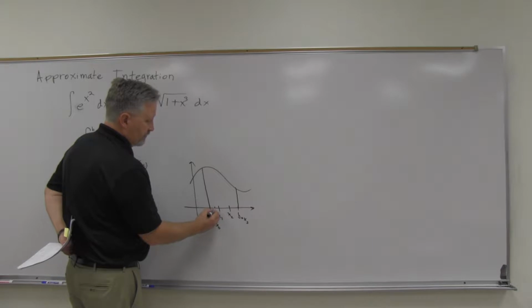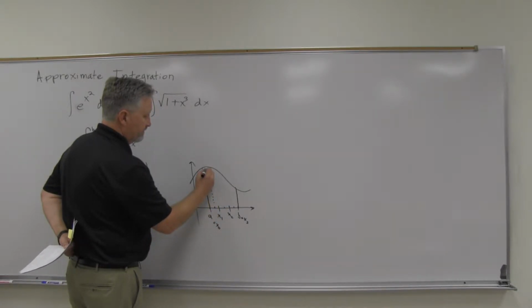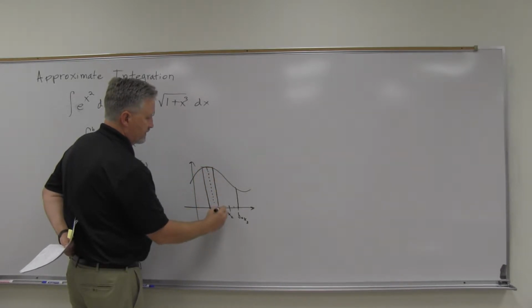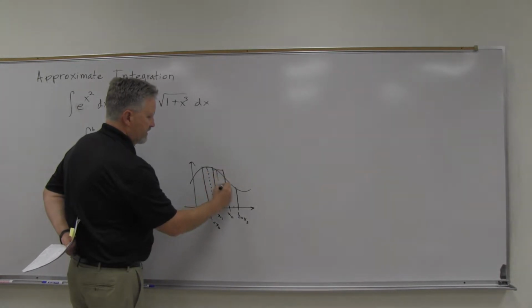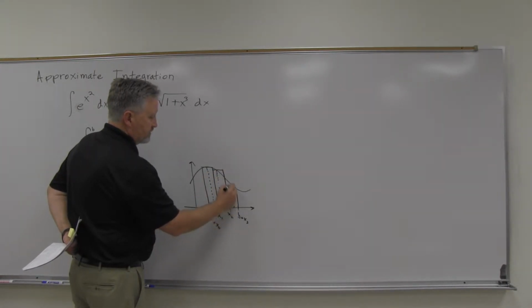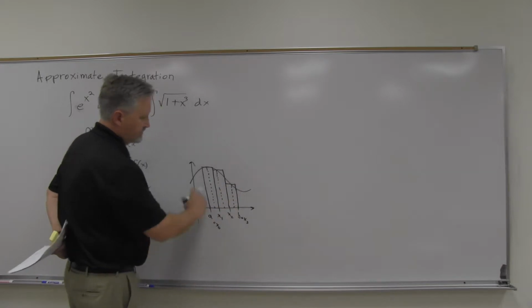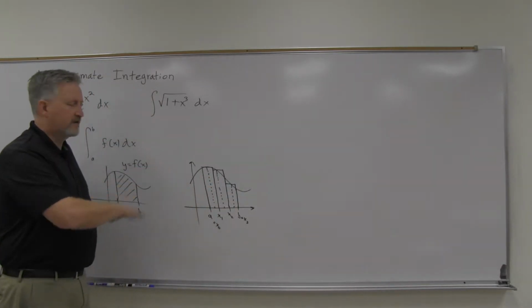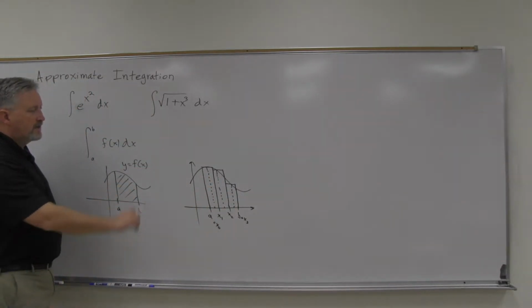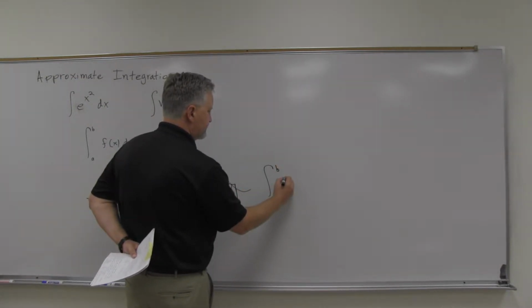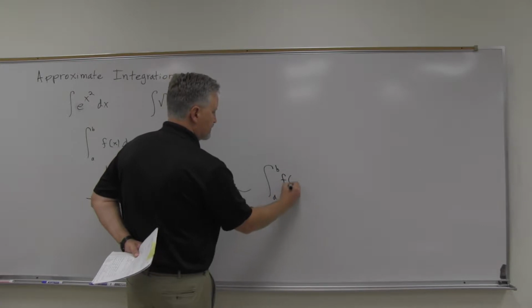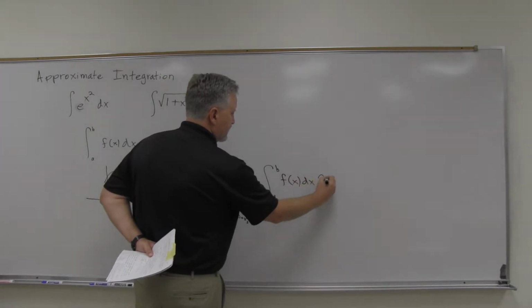If I use the midpoints, I go up at the midpoint, and that gives me the height of my rectangle, the function value at that particular midpoint. And then for this one, we go up at the midpoint, that gives me the height of that rectangle, and so on. You get different heights if you use right-hand endpoints and left-hand endpoints, but the sum of those rectangles then approximates this integral.